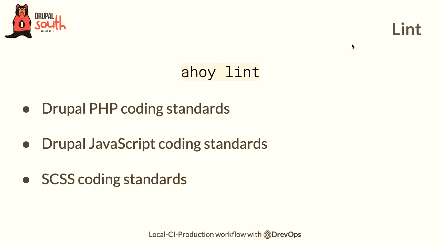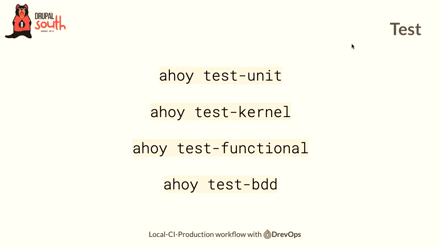Now, the other commands are Lint. So you can do an Ahoy Lint that just goes and checks all the standards, different ones. There is support for testing. So if you want to run a single test, you would supply the argument to a command, like a file name that will just run one test.